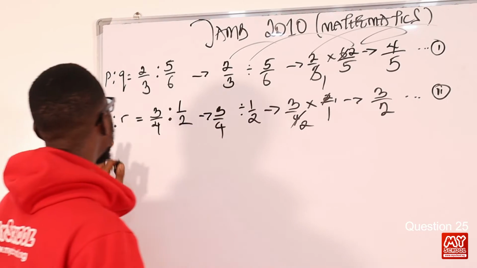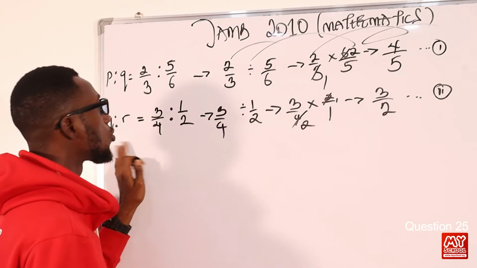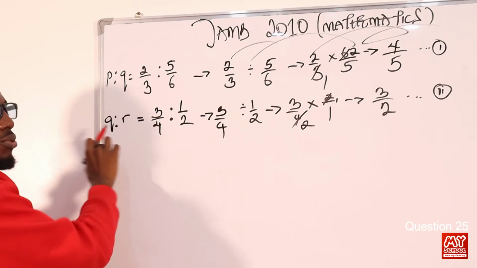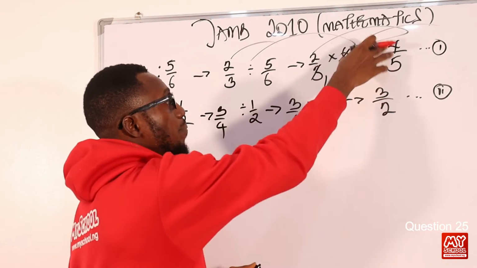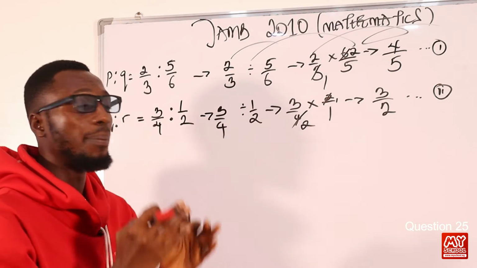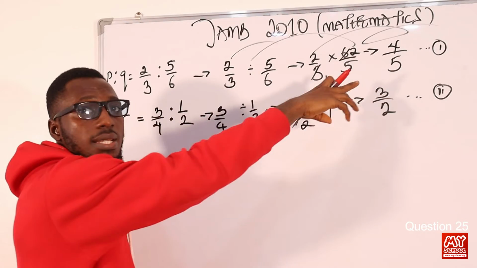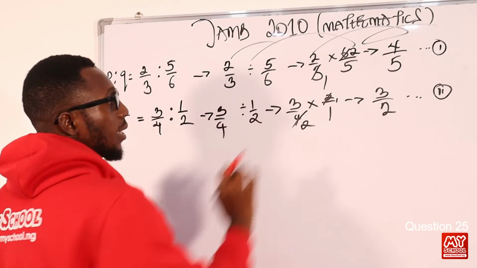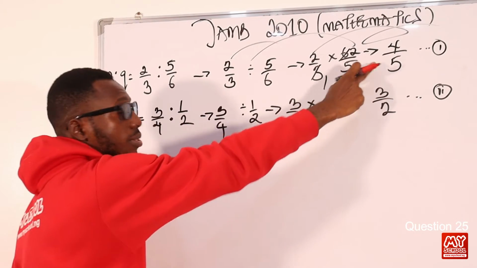So you can see that for P ratio Q, we have 4 over 5. Q ratio R, we have 3 over 4. So we can see that the connector is actually Q. So how do we bring Q to have a unique value that is the same in P ratio Q and Q ratio R? What I can do is find a particular fraction that I can use alongside this to give me the same thing. I can use 5 over 3 so that I can cancel this 3 that I have here and get this 5 that I have right there. Do you see it now?